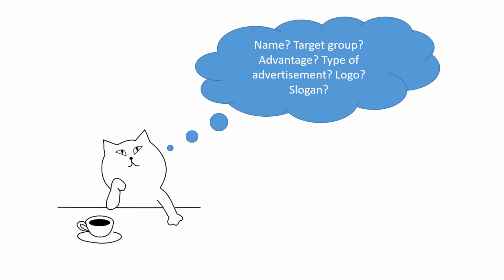First, think about the name of your company or product. Who is your target audience and why? What are the advantages of your product? Why would anyone buy it? What would it bring them? Then decide what type of ad would be most suitable for your goal. Create a logo and a catchy slogan. The most important thing is to be creative and to have fun.